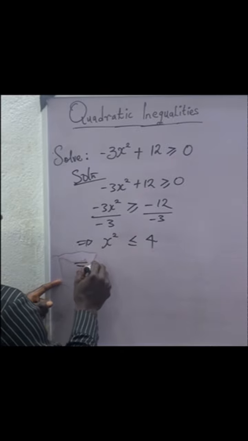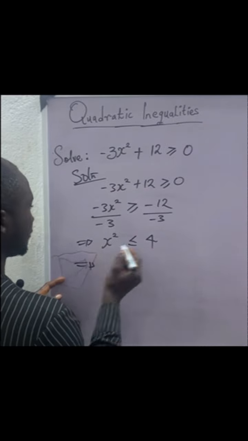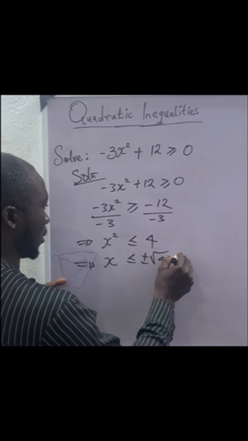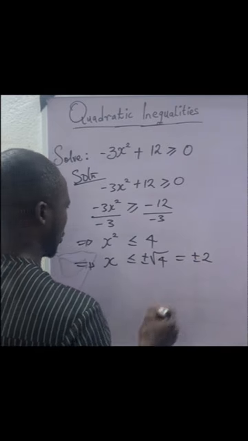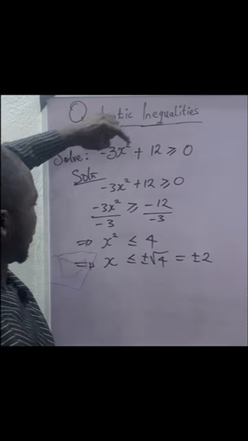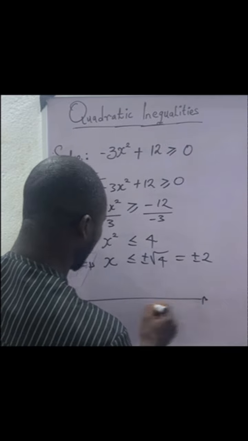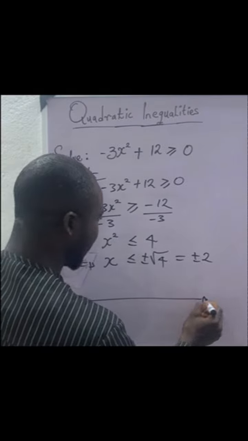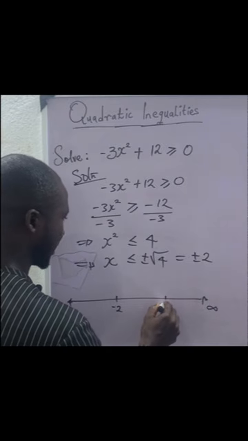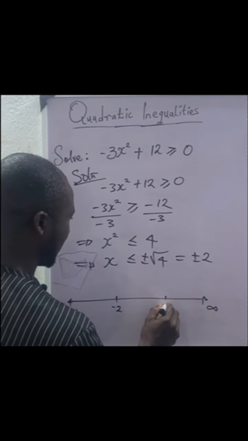And if we then take the square root of both sides of this inequality, we have that x is less than or equal to plus or minus the square root of 4, which is exactly plus or minus 2. So plus or minus 2 becomes the root of this quadratic expression, and if we place these roots on a number line, here is infinity and here is negative infinity, and here is our negative 2 and here is our positive 2.